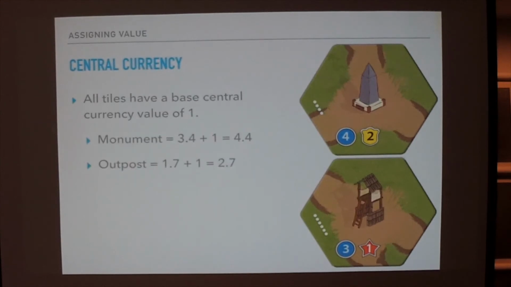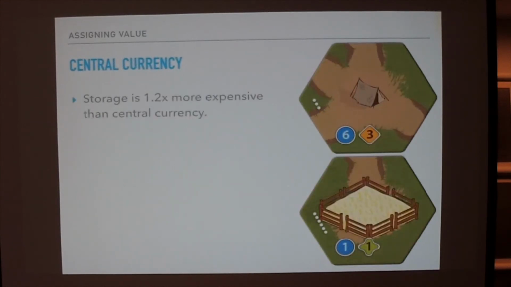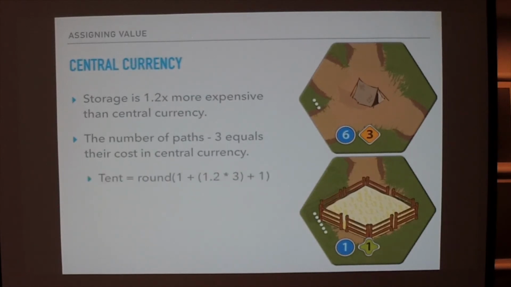But when you get there, the number of paths minus 3 is going to adjust their cost in central currency. It's better to have more paths. So therefore, for the tent, we get 1 for the base. We get 1.2 times 3 for the storage part. And then we also have 1 extra because we have an extra path, right? So that gives us our formula for that.